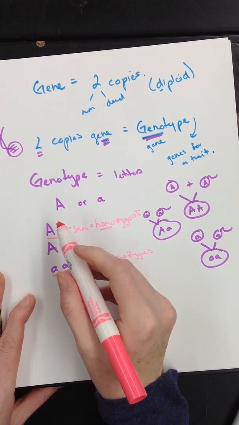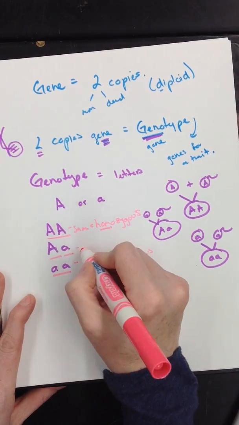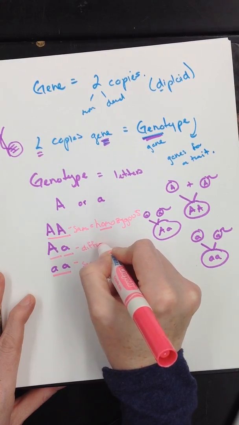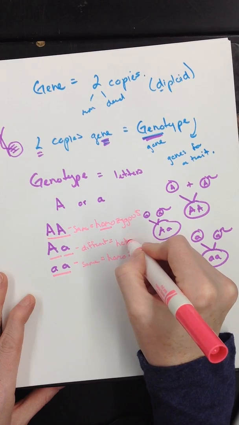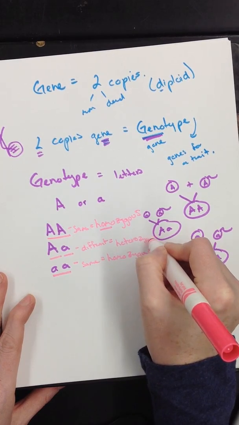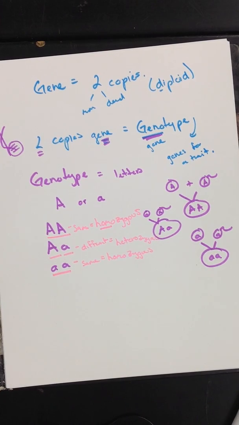Now these two right here, this is a big A and a little a. So they're not the same, they're different. And since they're different, we have a word for that. That's called heterozygous.